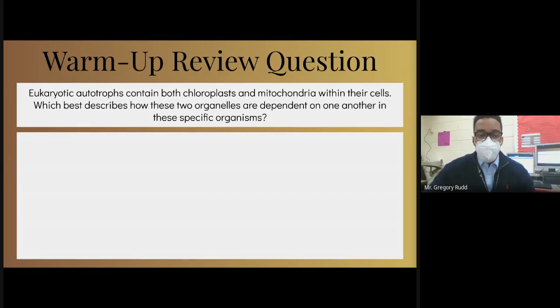So the actual question says, which best describes how these two organelles are dependent on one another in these specific organisms? So we want to know how are chloroplasts and mitochondria dependent on one another. I haven't even revealed the answer choices. Obviously, if you did the warm-up, then you know what the answer choices are. But the reason I haven't revealed them is because when you're taking a test, you want to understand the question before you look at the answer choices.